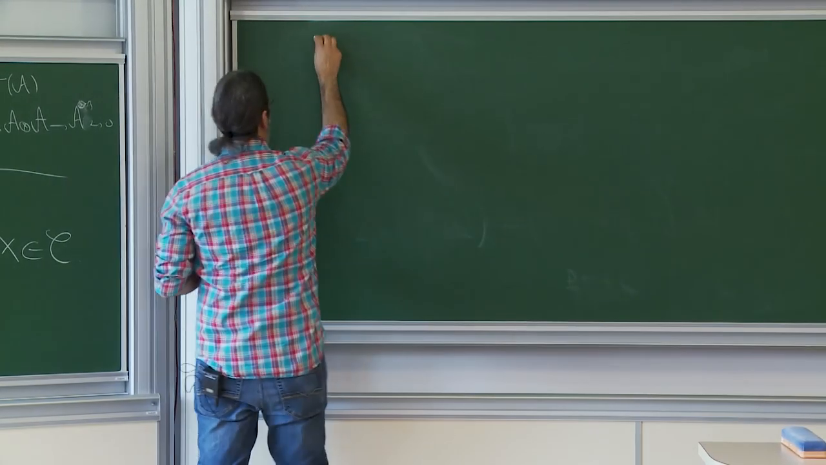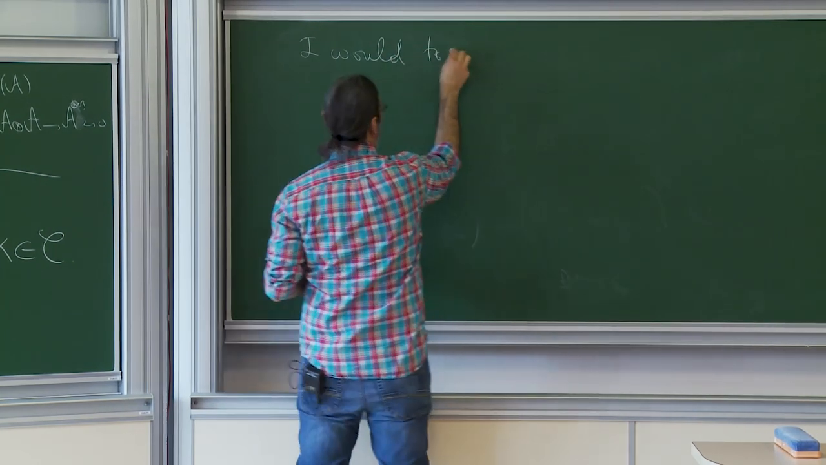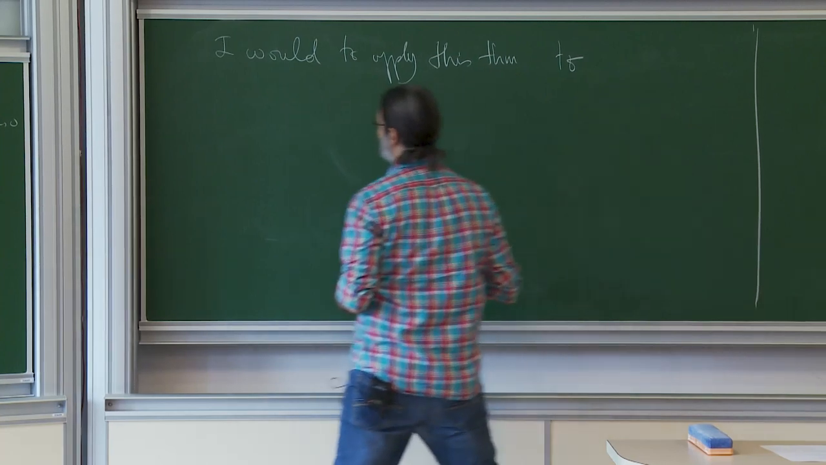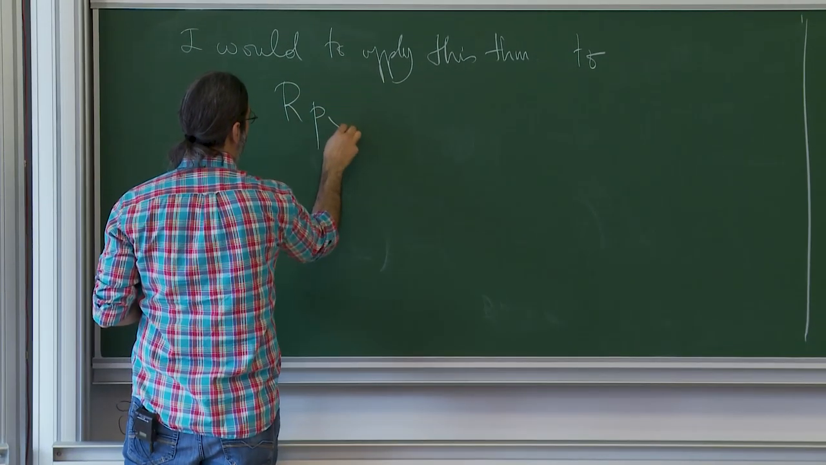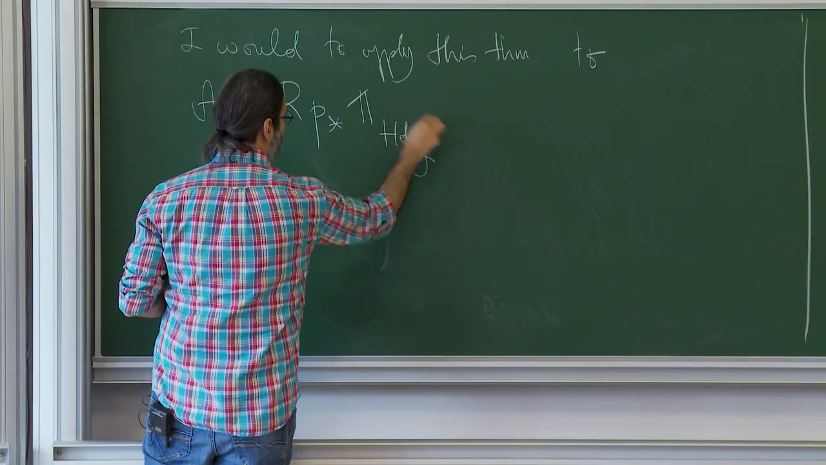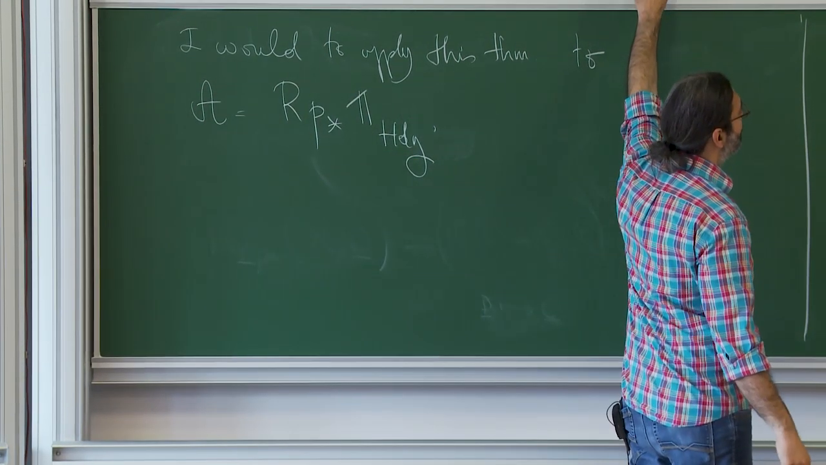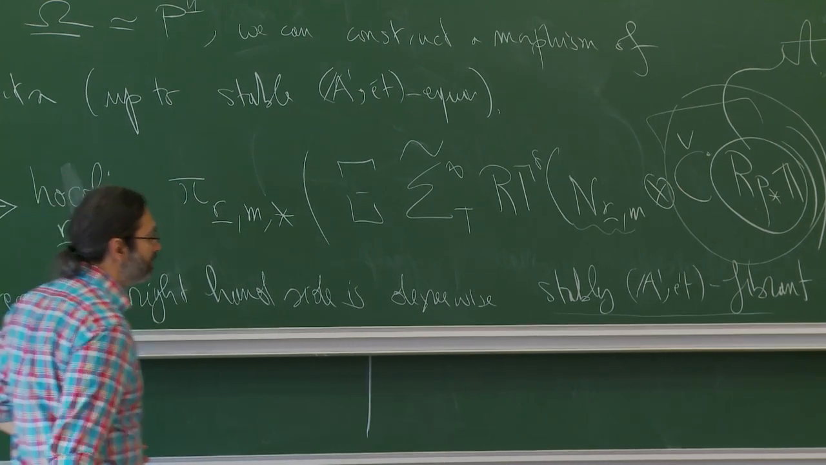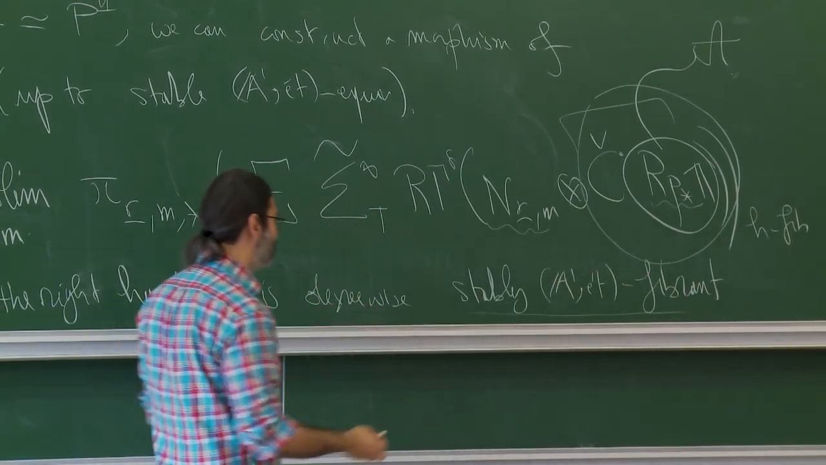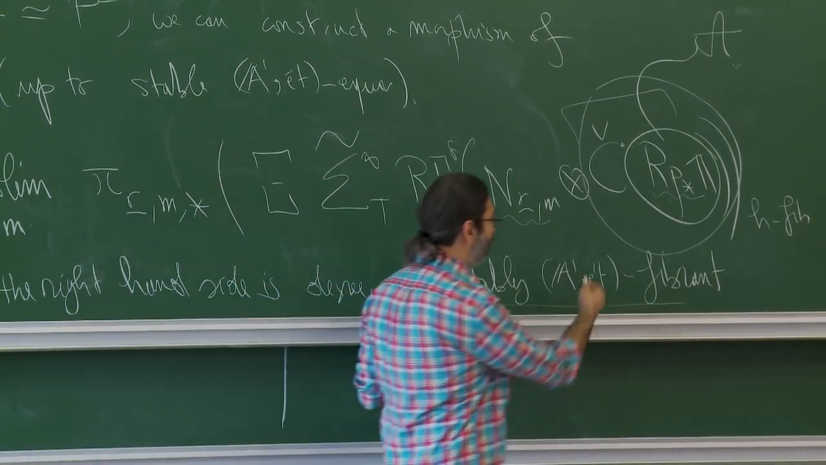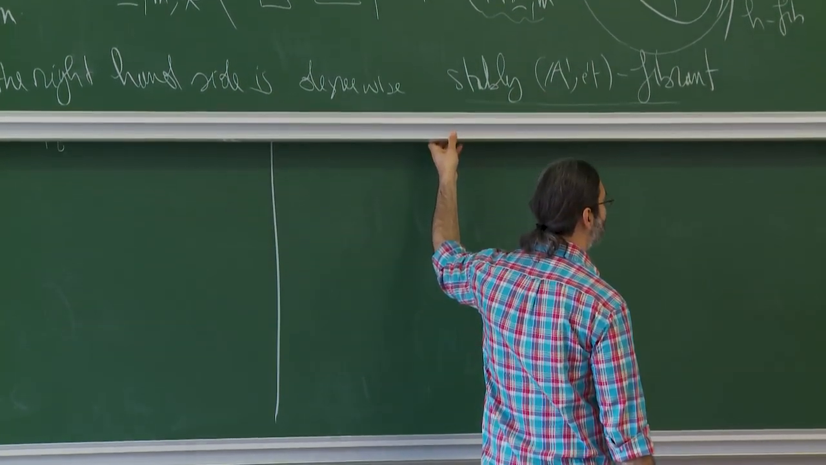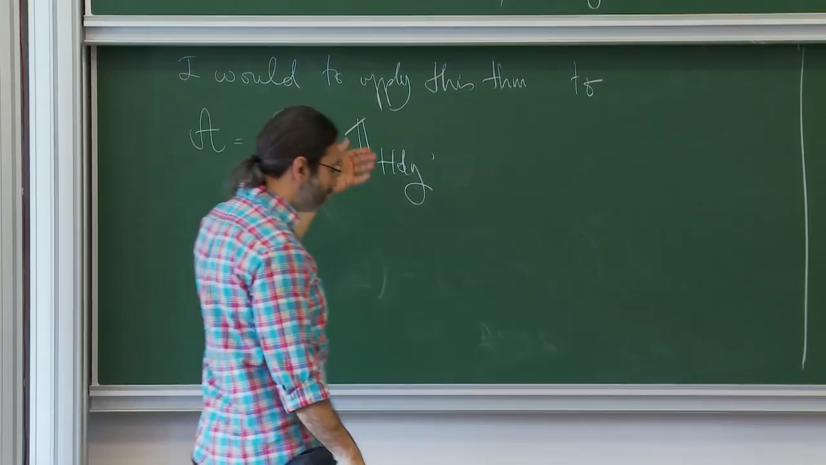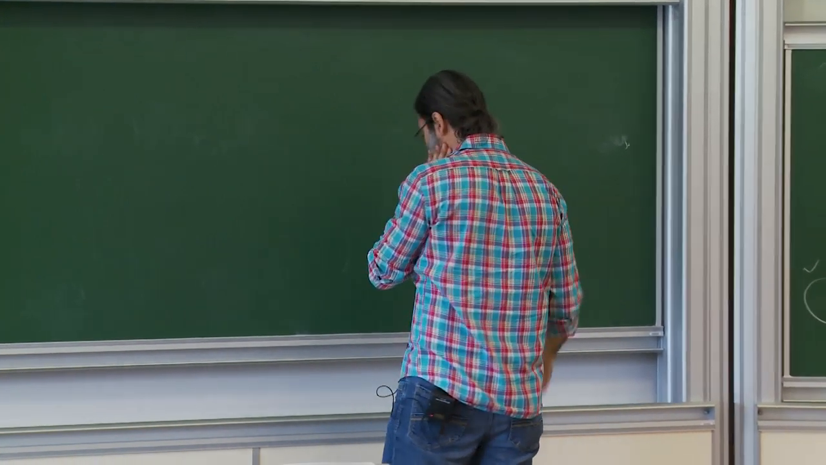So I told you that I would like to apply this theorem in the case where I take my A to be this Rp lower star of 1 Hodge, of course. I said also last time that these things do not have a compatible Hodge structure, but this guy, of course, has such a thing because it's just given by push forward along a morphism of varieties. So we do know that this guy has a Hodge structure. And yes, I would like to apply the theorem to this A.